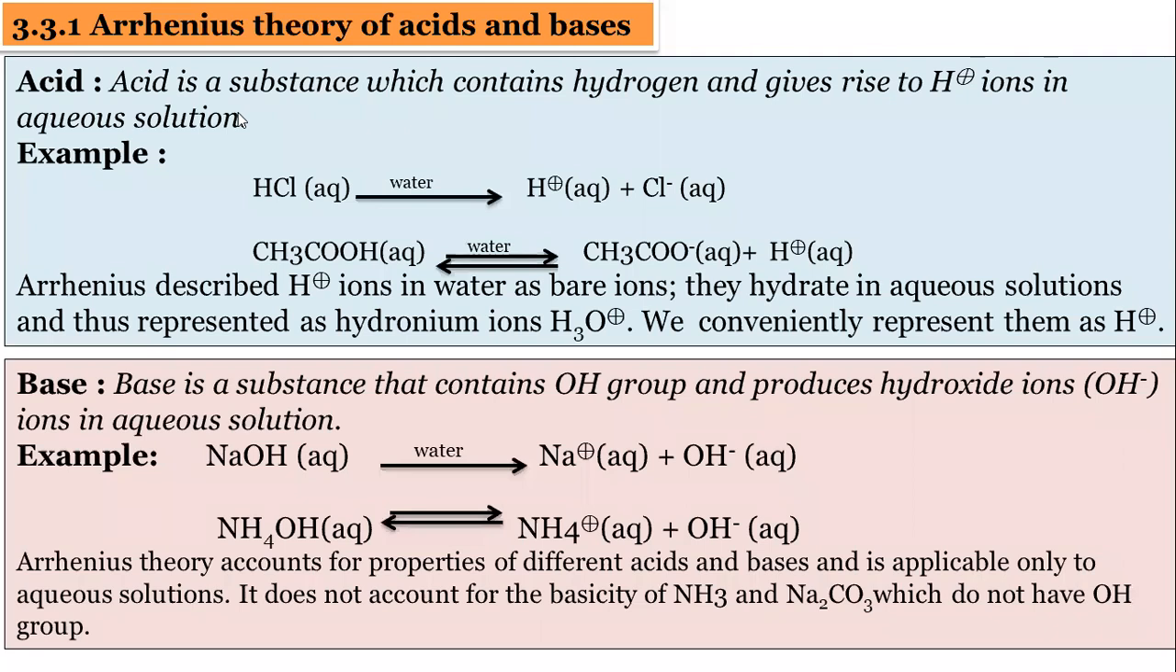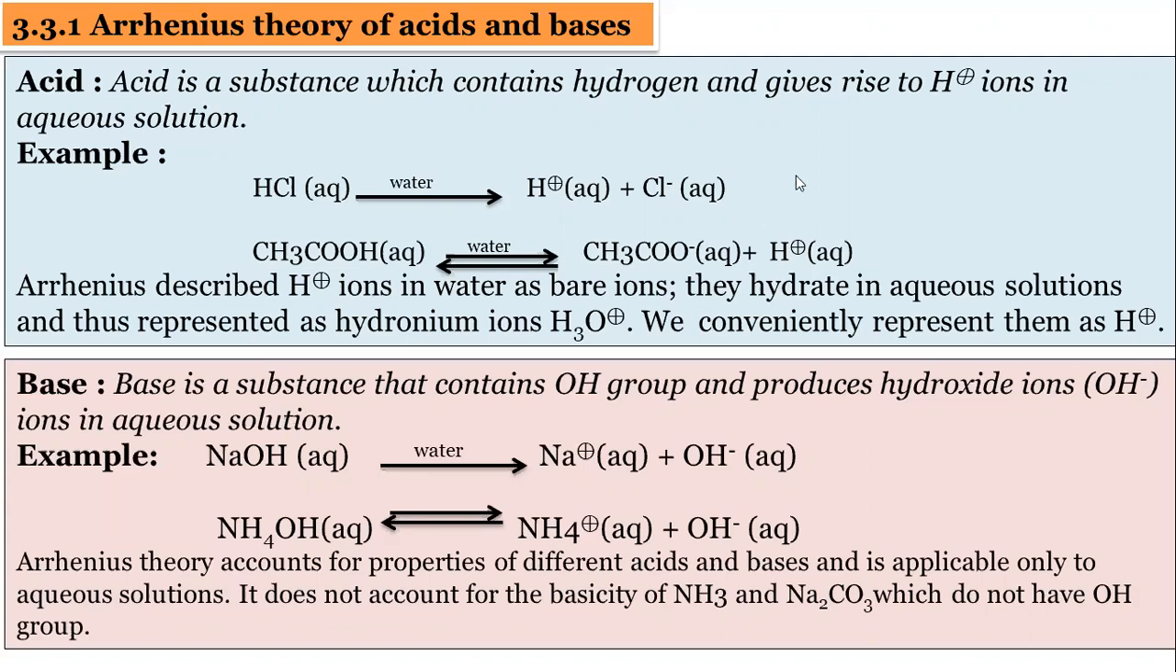And what is meant by base? First, I will explain the definition of acid and the definition of base. Then I am coming to the examples. So a substance which contains an OH group, remember, and produces hydroxide ions, hydroxide ions means OH minus ions, in aqueous solutions. So the definitions are clear.